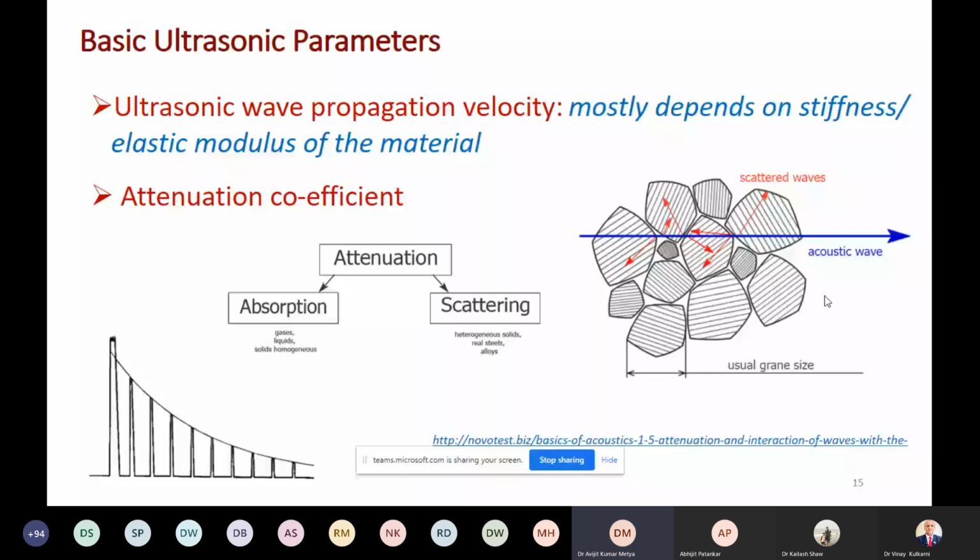Scattering, I have already told. A few materials are high damping materials, in which absorption occurs. If we send some acoustic wave, it will be absorbed, due to which the amplitude will also be decreased.